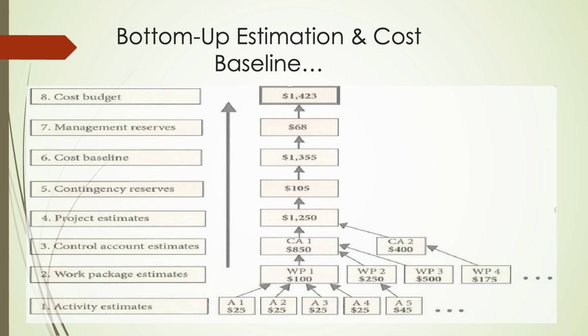$1,250. Next, we add contingency reserves, planned buffers for identified risks, bringing the total to $1,355. This forms the cost baseline, the approved budget for project execution. Finally, if needed, management reserves are added separately for unforeseen work, resulting in the total cost budget of $1,423.